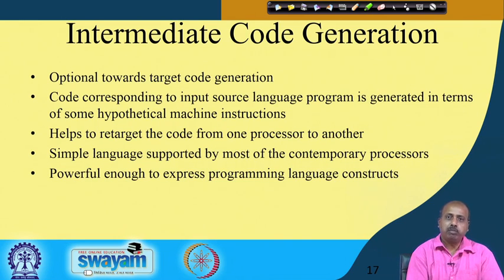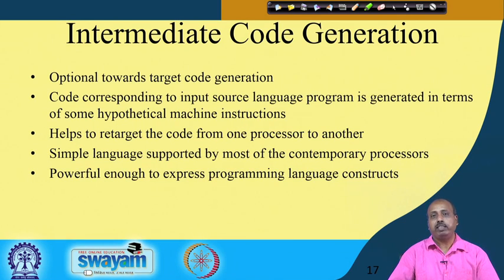Now, what about the power of this intermediary language? It must be powerful enough to express programming language constructs. We will see that if it is made too simple, then it will not be able to catch the programming language constructs, or it will not be able to represent them very easily. So, it will be difficult there.